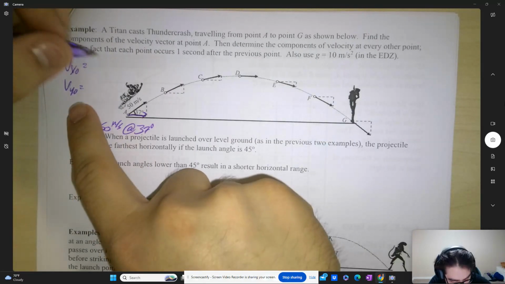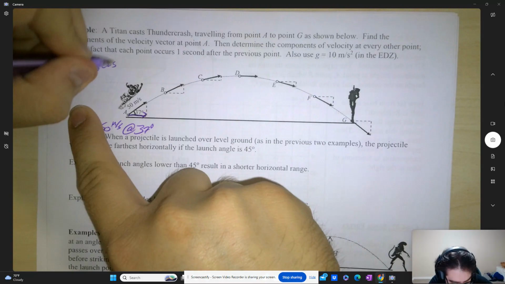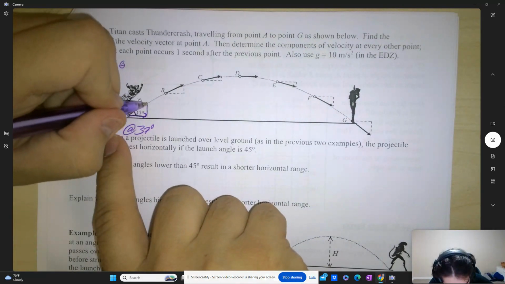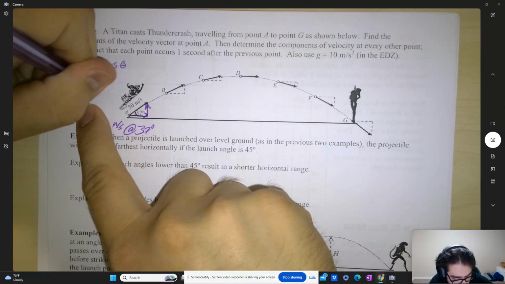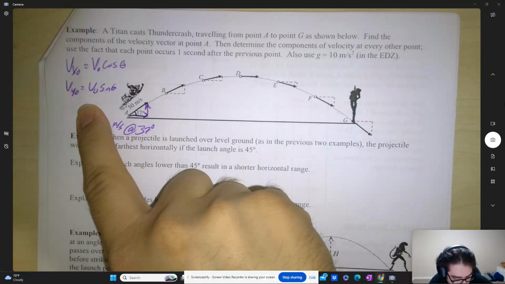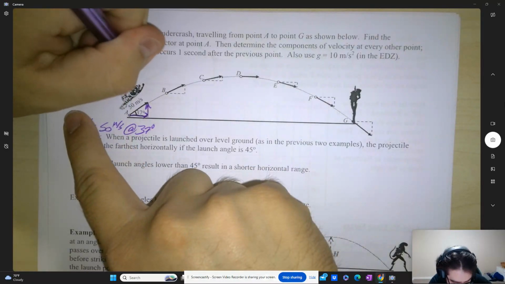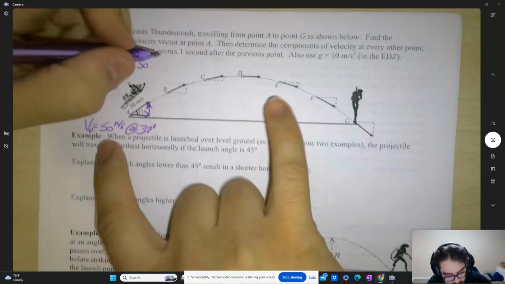So I'm going to have to use cosine to get the x component. That's V naught cosine theta. And then the y component right here is opposite the angle, so I'm going to have to use sine to get that one. And then when I calculate that out, this is going to be 50 times cosine of theta. Cosine of 37 is 4/5.